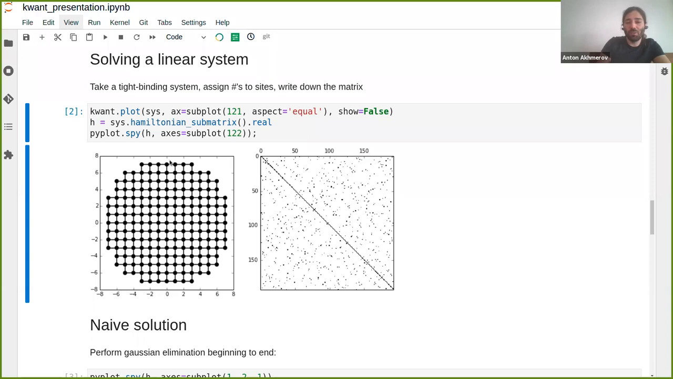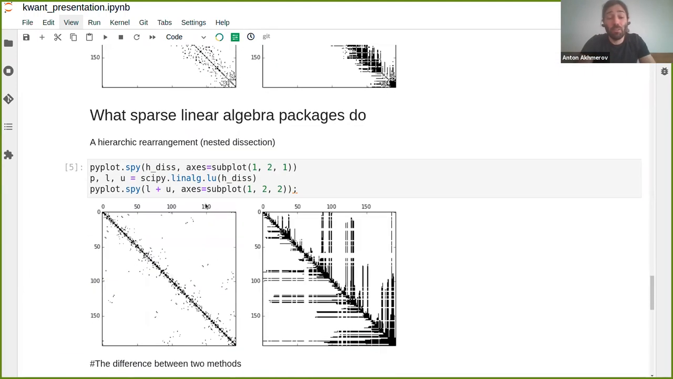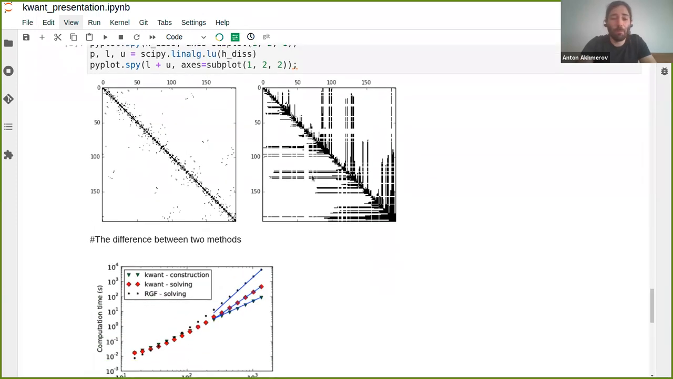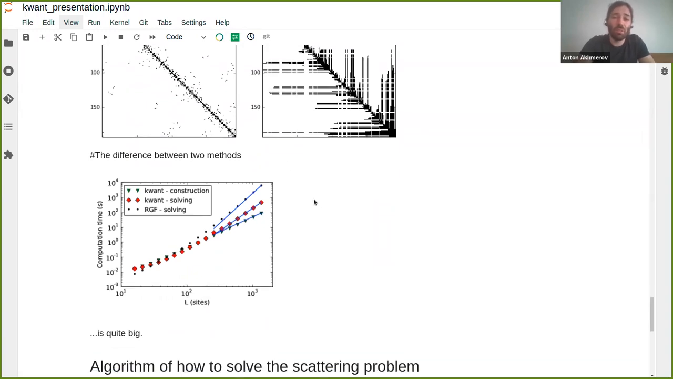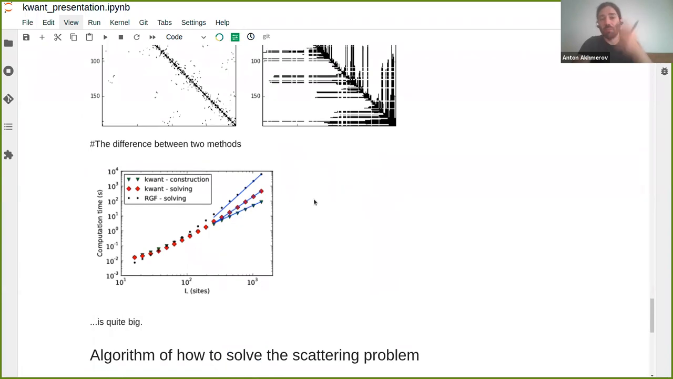So we could separate the system into two parts, then we could separate each part into two parts and so on and so forth, creating a tree of binary separations. Turns out that such a rearrangement creates an even more sparse fill-in pattern and saves more time. Now, turns out that the difference both in memory usage and in time usage can be like an order of magnitude. So this is quite important.